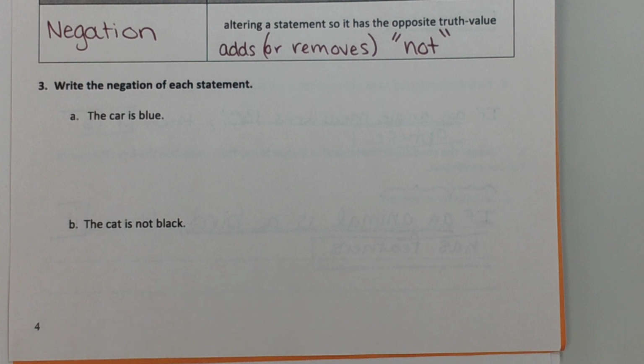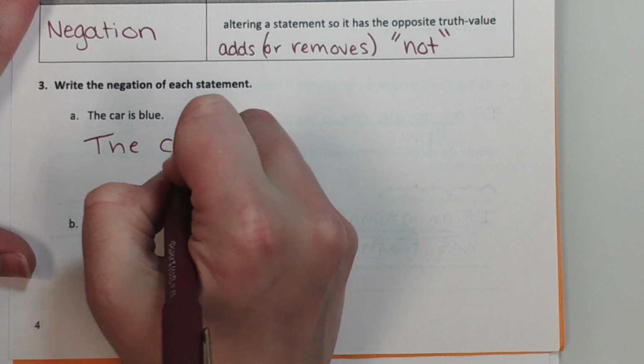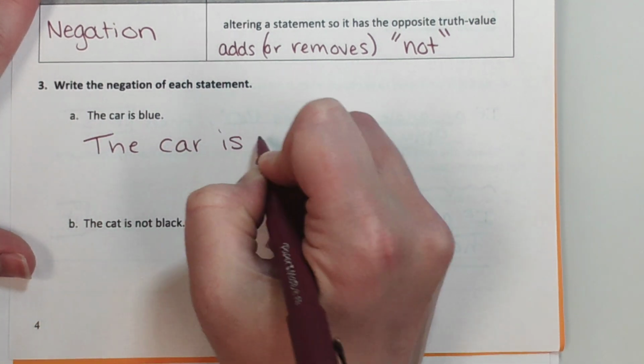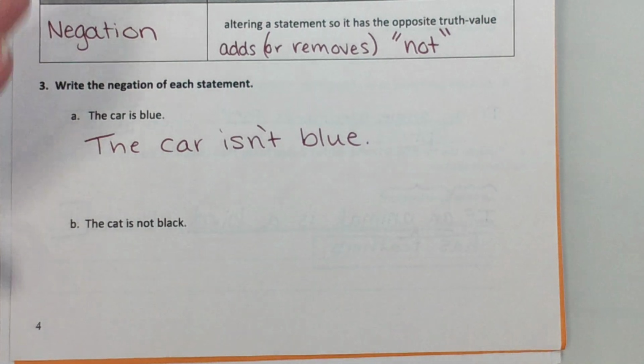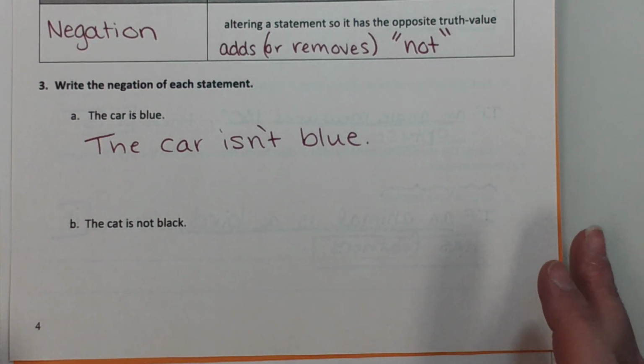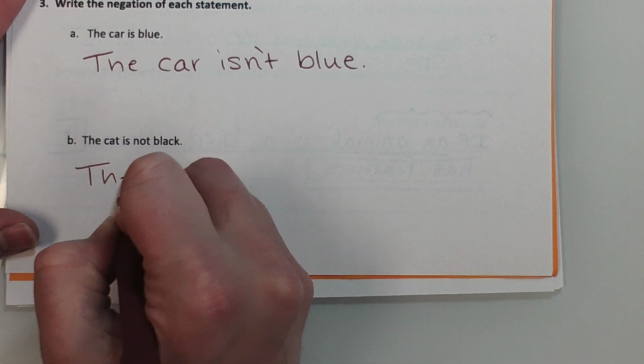Okay, so we're going to write a negation of the following. The car is blue. The car is not blue. You prefer isn't? That also works. Contractions are fine. The cat is not black. The cat is black is the negation.